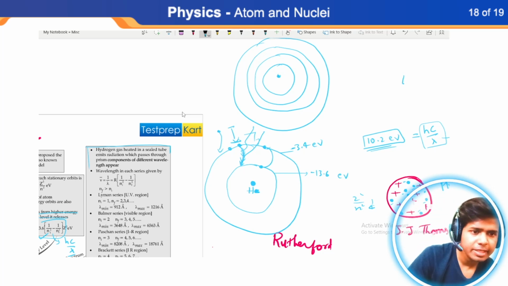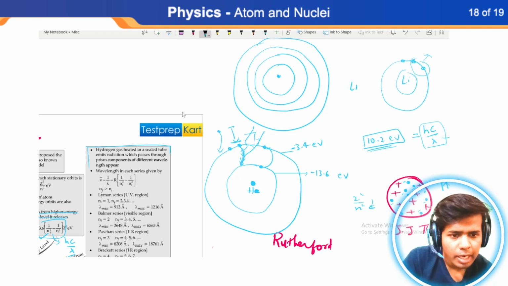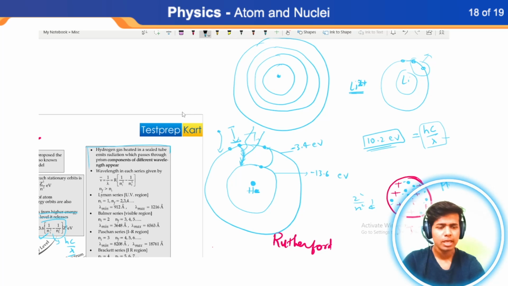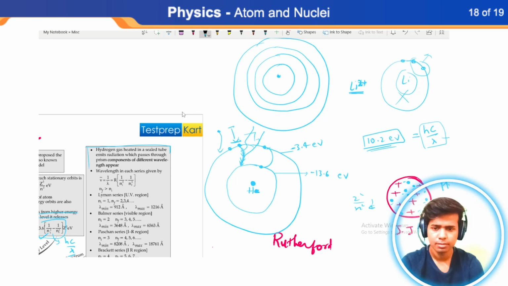Let's say lithium, you'll have to get rid of two electrons, right? There are three electrons inside it. You have to get rid of them. So basically ionize them, Li plus plus, or Li 2 plus. Only this will exhibit the properties of Bohr's model. This will not, because it needs a one-electron system.